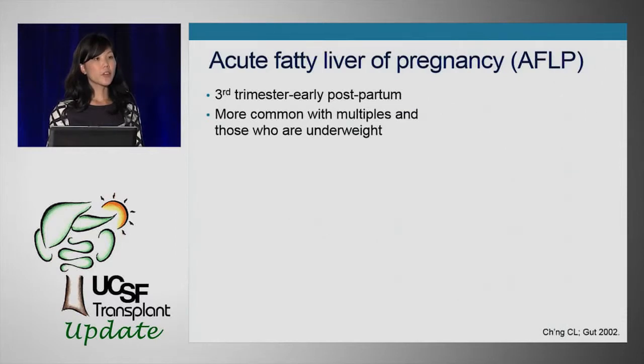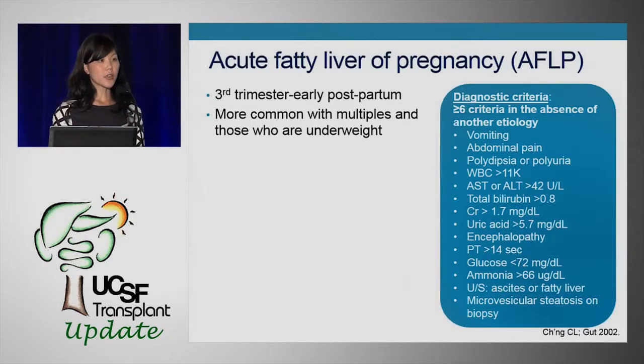And lastly, acute fatty liver of pregnancy is really isolated to the third trimester of pregnancy as well as the early postpartum period. It is more common in pregnant women with multiples and those who are underweight. Here are the diagnostic criteria for acute fatty liver of pregnancy, and in order to make the diagnosis, 6 or more of these criteria have to be met. These criteria are largely categorized into symptoms, abnormal tests, elevated white count, elevated transaminases, elevated creatinine, the classic markers of fulminant hepatic failure, such as encephalopathy and coagulopathy, as well as an ultrasound showing fatty liver.